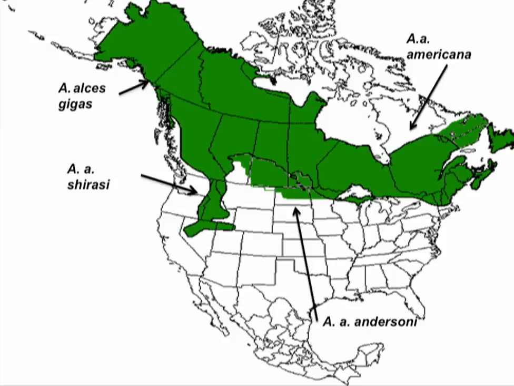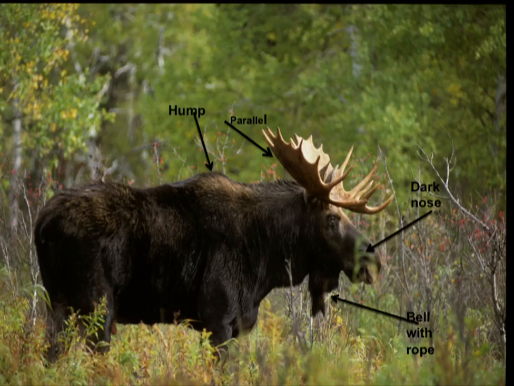And now we have 4 subspecies in North America. We've got the Alaska Yukon, the Shiras moose in southern Alberta and BC, the Western Canada moose, and the Eastern Canada moose. There are some very interesting things about these guys. They've got this hump, and I'll explain in a minute what the significance of that is. They've got this funny looking thing underneath the throat, a bell with a rope portion.